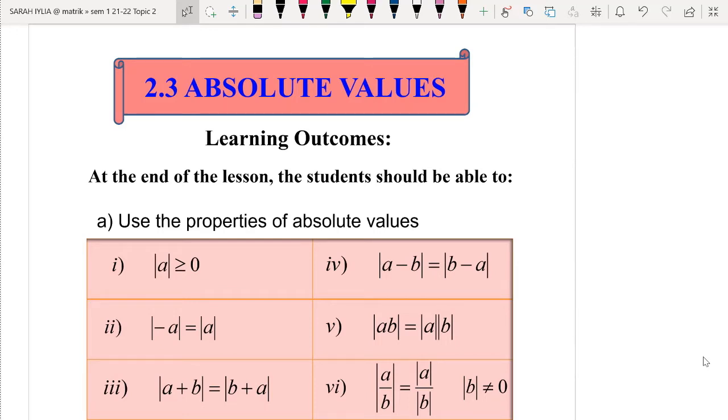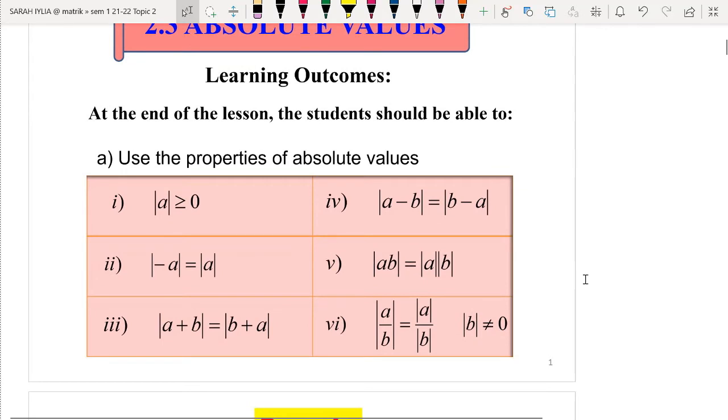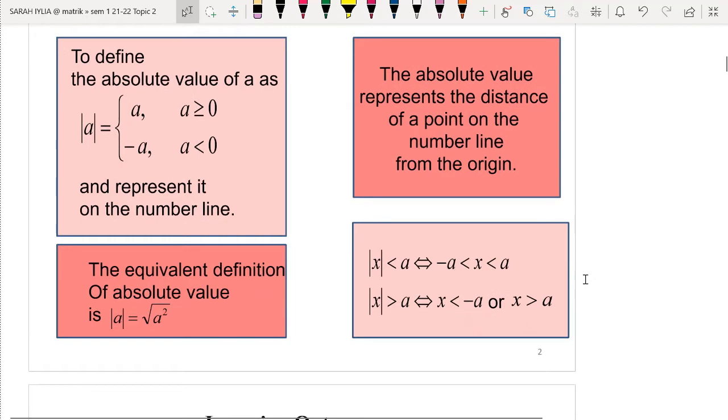Hello everyone. In this video, we will learn about 2.3 absolute values. Absolute values is basically our definition. We have two definitions. For the first definition, the absolute value of A is basically A when it's at least 0, and negative A when it's less than 0. So this is the first definition of absolute value. And the second definition of absolute value is that the absolute value of A is basically the square root of A squared.